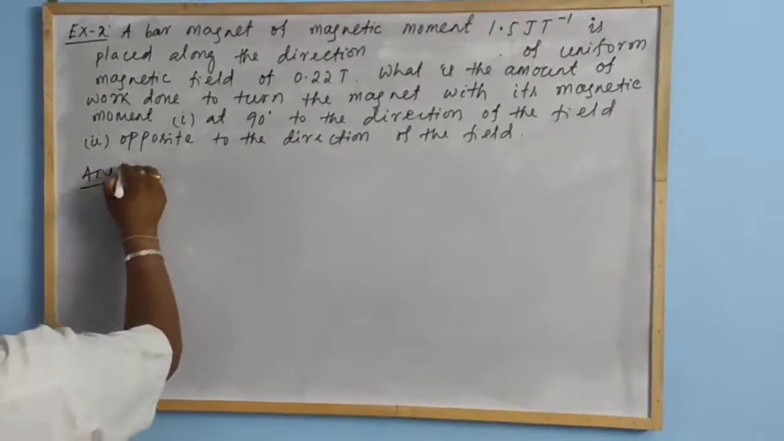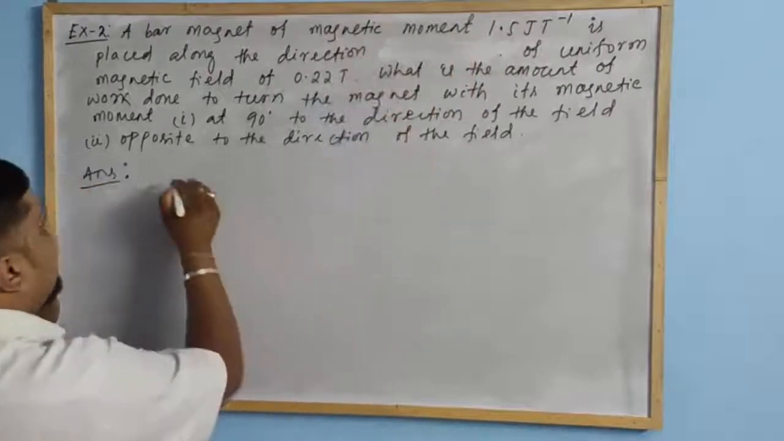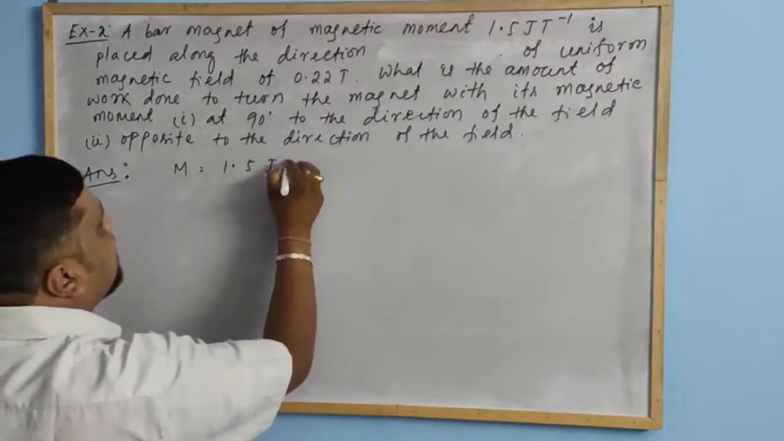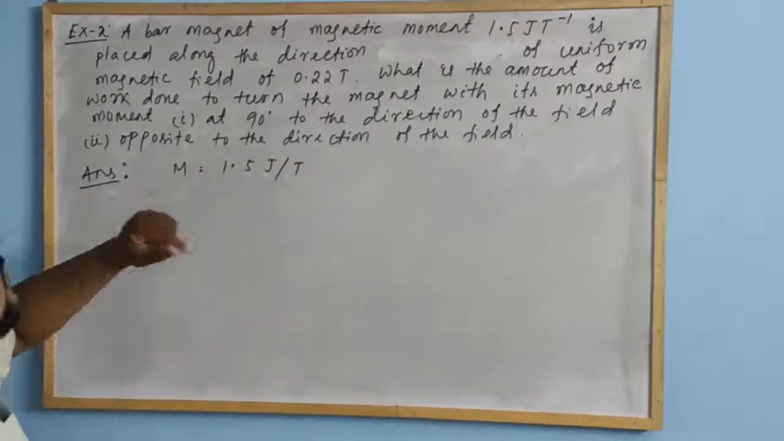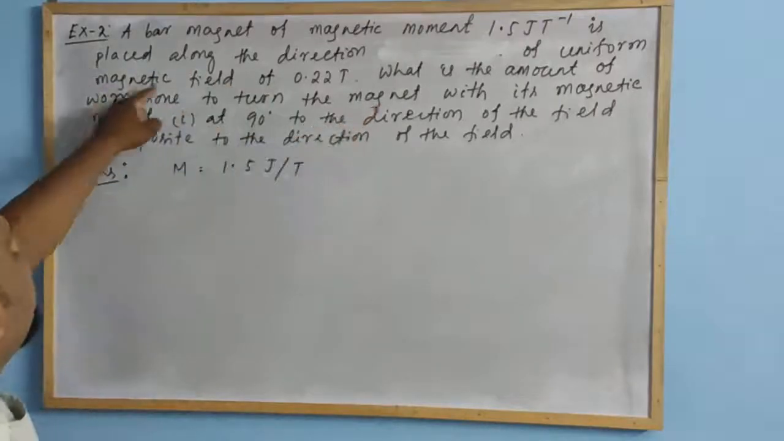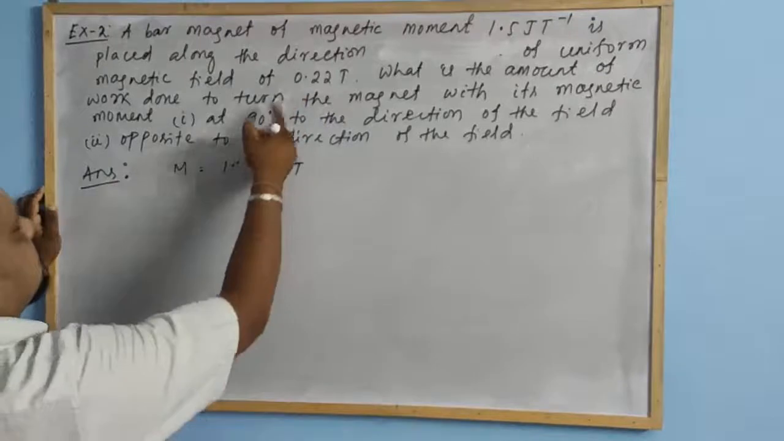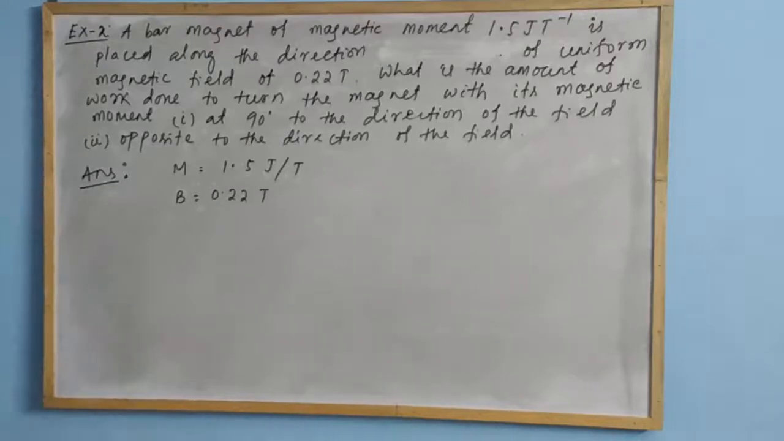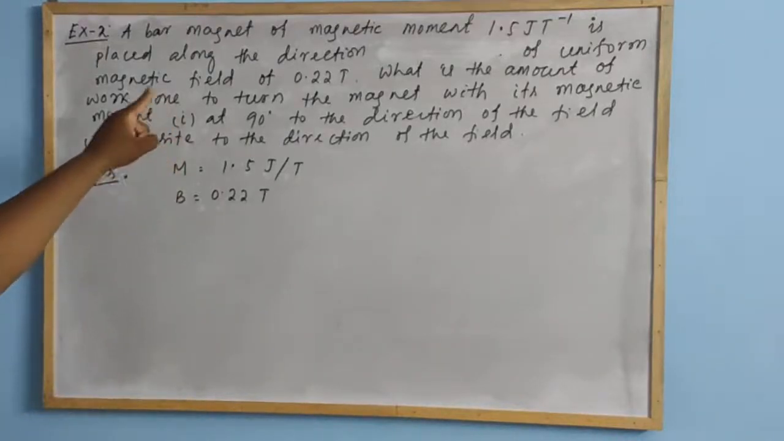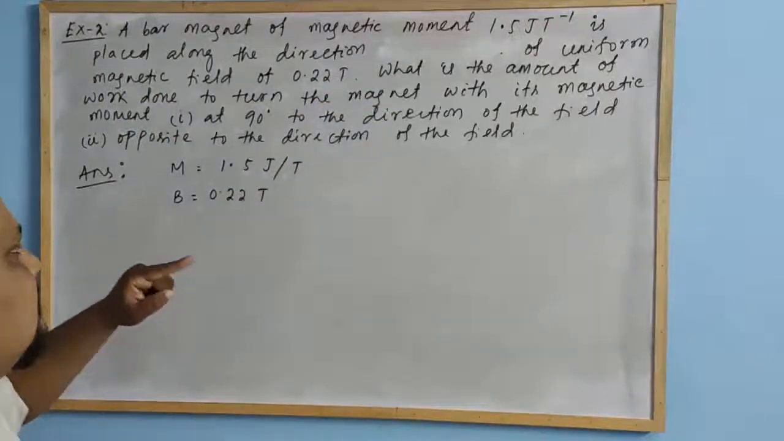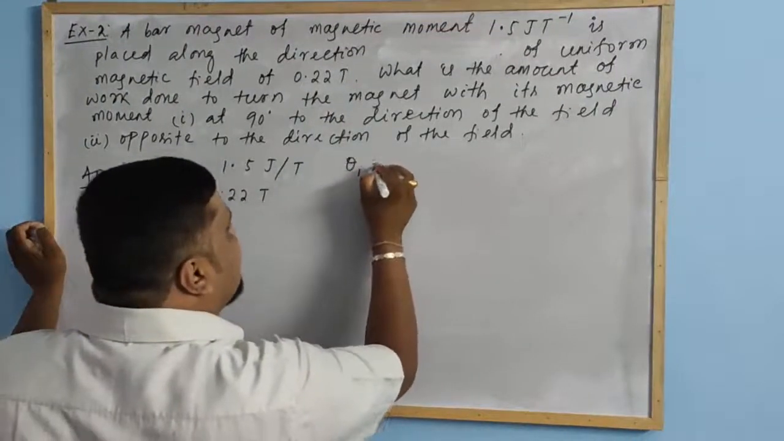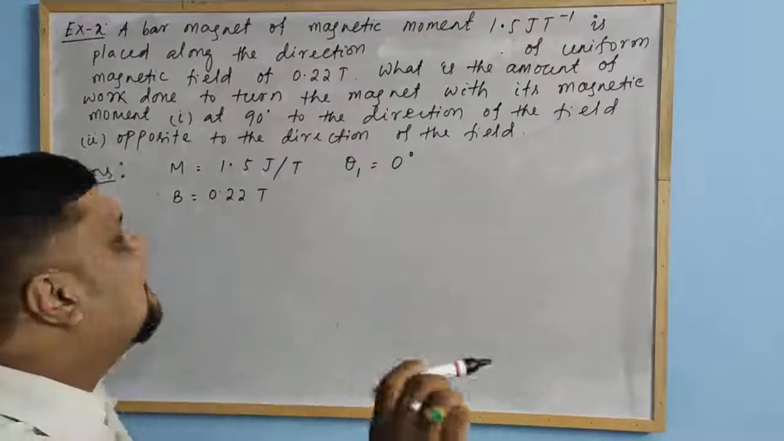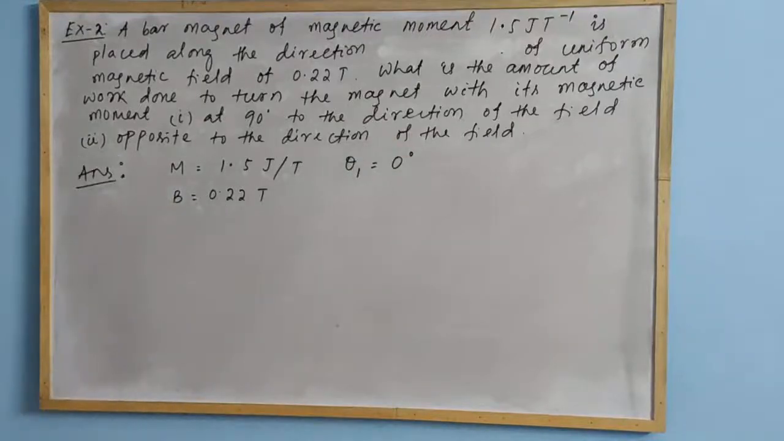Let me write: magnetic moment, capital M, 1.5 joule per Tesla, along the direction of a uniform magnetic field B equal to 0.22 Tesla. And initially it is placed along the direction, which means theta 1 is 0. Both the dipole moment and the magnetic field are initially at 0 degree, which means along the direction.